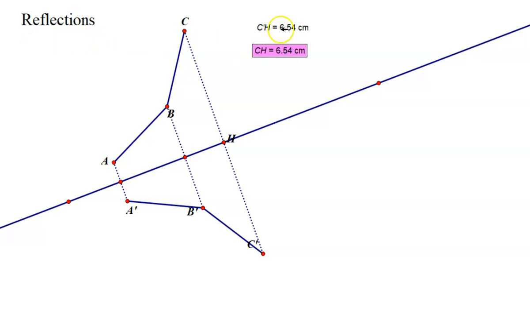What it tells me is that if I reflect a point across a line, in this case my point would be C. C is originally 6.54 centimeters from the line. The new C, C prime, is also 6.54 centimeters from the line. So when you reflect a point across a line, however far it was from the line to begin with, it's going to stay that same distance away from the line.